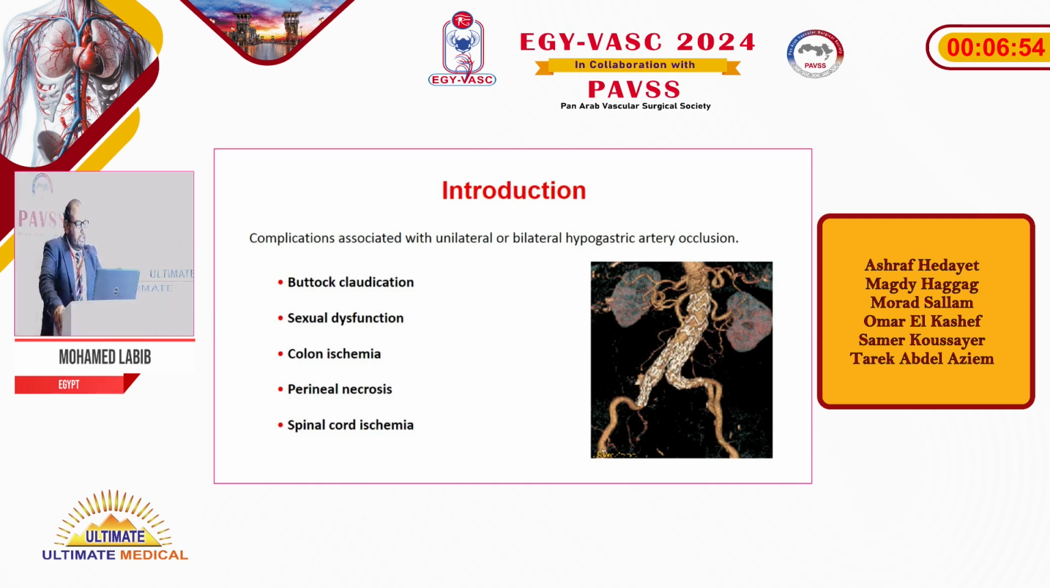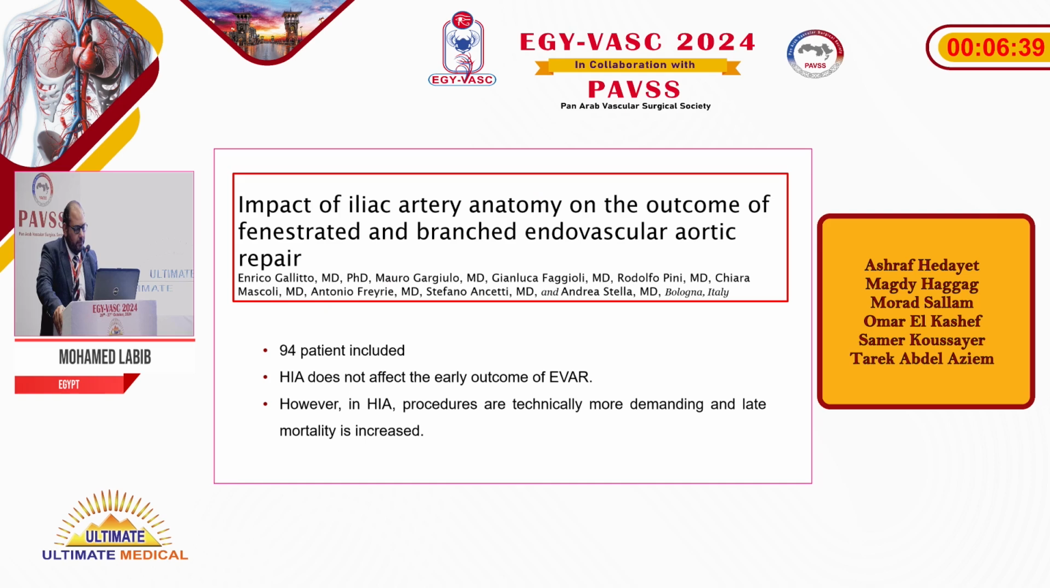This hostile iliac anatomy may lead to hypogastric artery occlusion during the deployment of the iliac extension, and this may have the following complications: buttock claudication, sexual dysfunction, colonic or spinal cord ischemia.